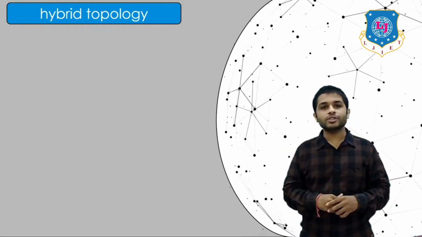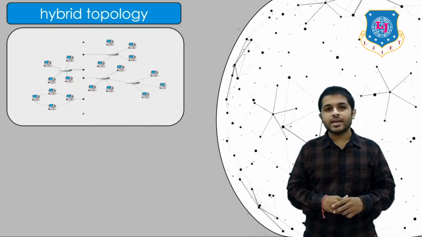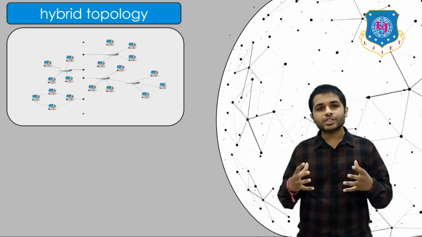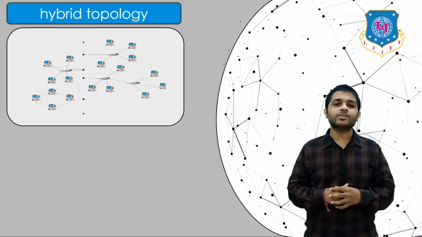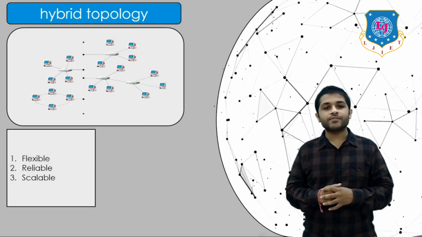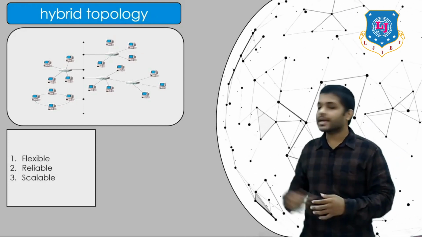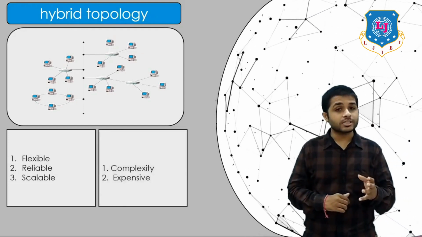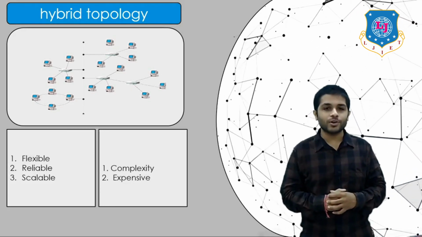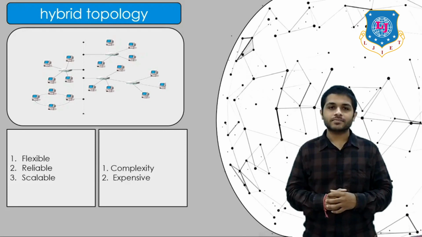The last topology is called hybrid topology, and hybrid topology is nothing but the combination of all the topologies that we have just seen. The advantage is that it is flexible, reliable and scalable, but the disadvantage is that it is more complex and expensive. The example of hybrid topology is the internet.